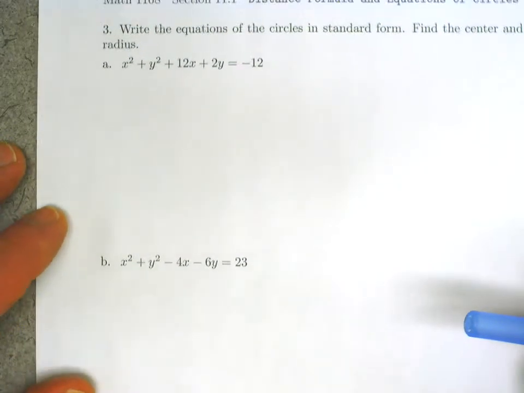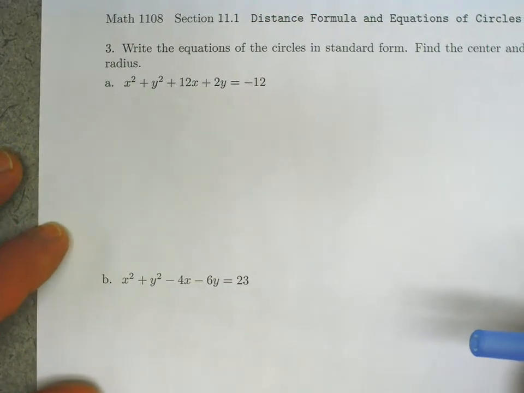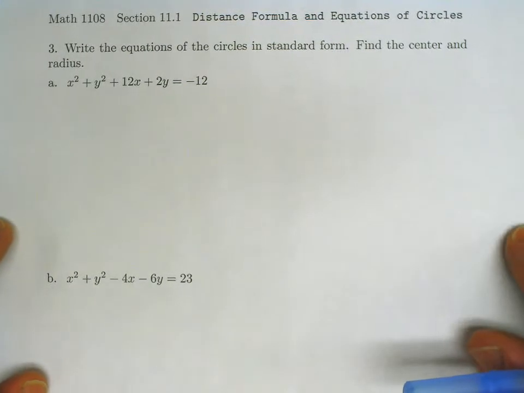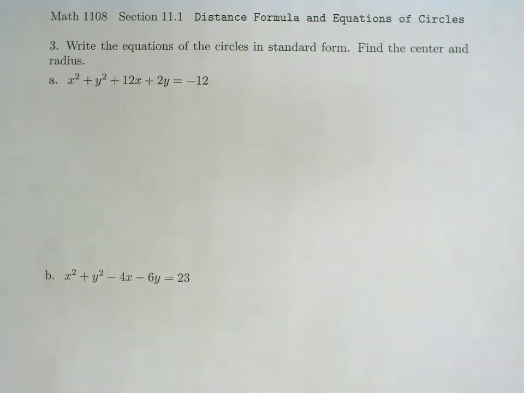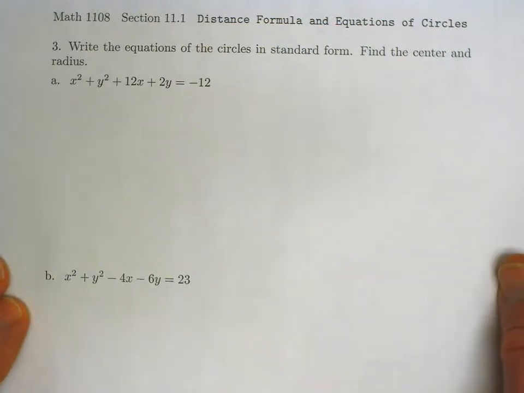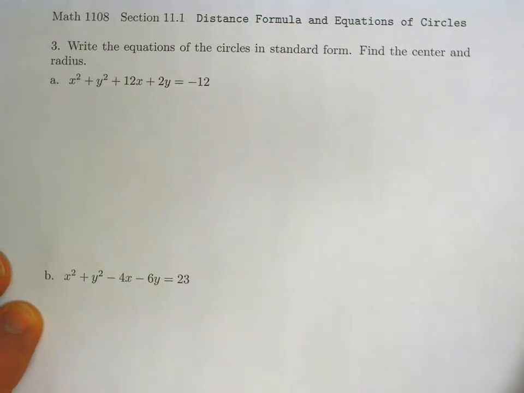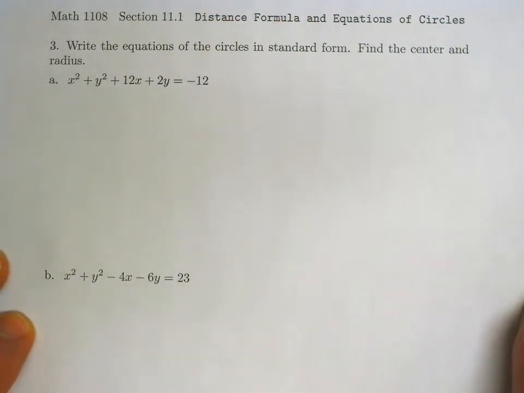Okay, so back to this. In part A, x squared plus y squared plus 12x plus 2y equals negative 12. This is an equation of a circle, and we're going to get it into standard form. And in this one, we're going to have to create two perfect square trinomials, or we could also say we're going to complete the square twice.